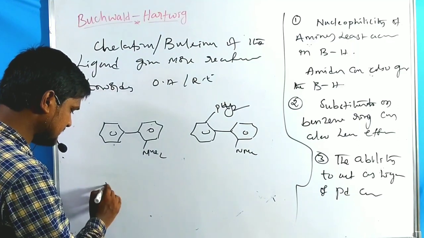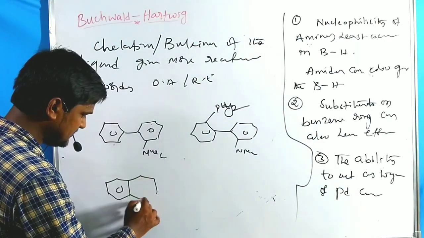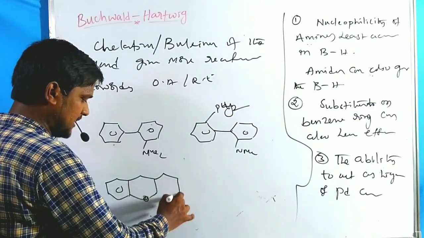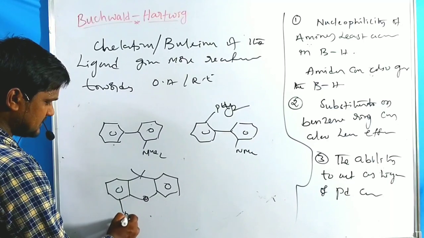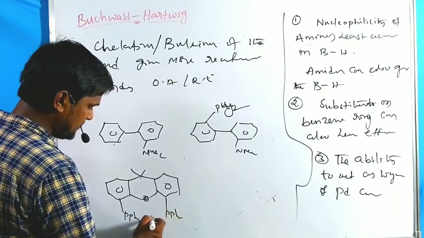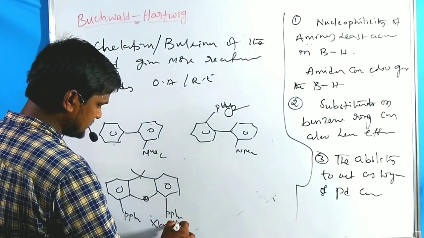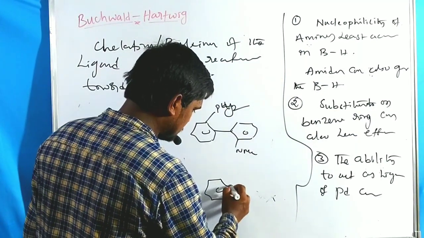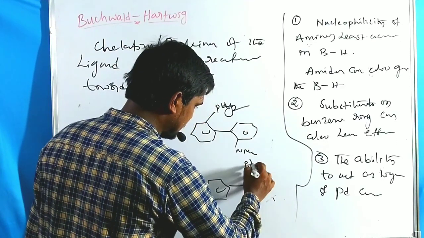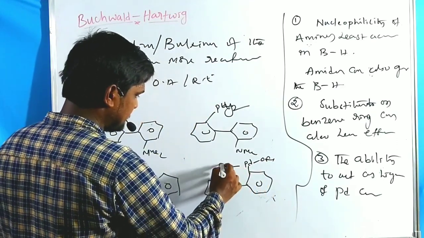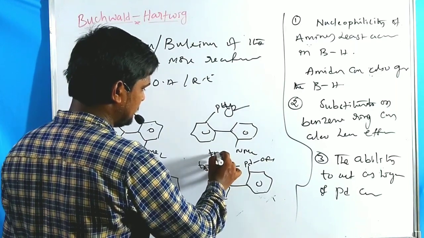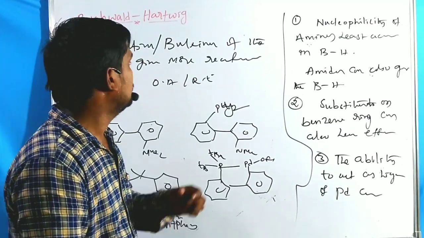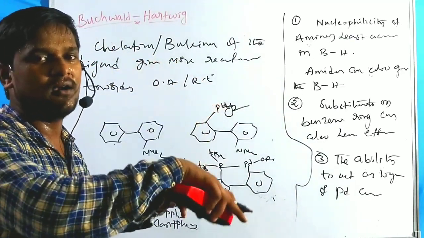Now the third case is the xanthenes. Generally these types of compounds are called chromonyl groups. Here we are using another benzene ring, that means the xanthene groups, with PPh2. These xanthene-type ligands form palladium complexes, here Pd(OAc)2 and phosphorus tertiary butyl. These types of ligands help in introducing the amine group on benzene rings.